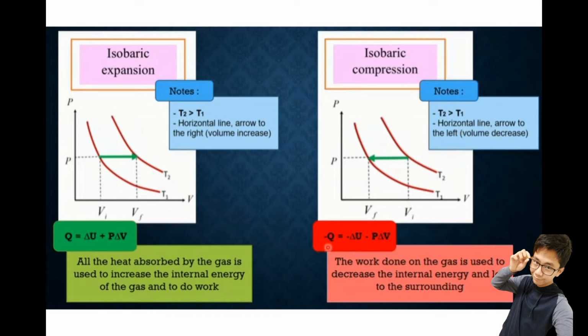So the equation is negative Q equals negative delta U minus P delta V. Okay, from this graph, the work done on the gas is used to decrease the internal energy and loss to the surrounding.